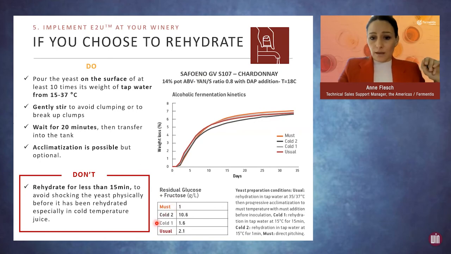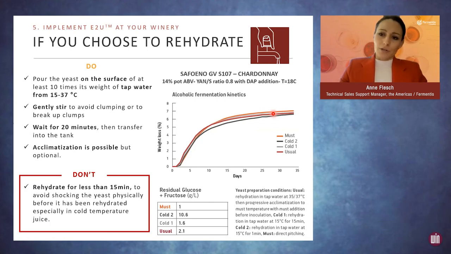where we did not only rehydration directly in a must in orange, as usual with acclimatization, but also cold one and cold two. So cold one is rehydration in tap water at 15 Celsius for 15 minutes, but cold two is rehydration in tap water at 15 Celsius only for 1 minute. And you can see that the cold two actually struggled a little bit, because the rehydration wasn't given enough time in water. It was a shock back to back on the yeast.